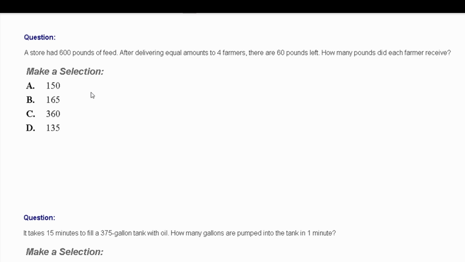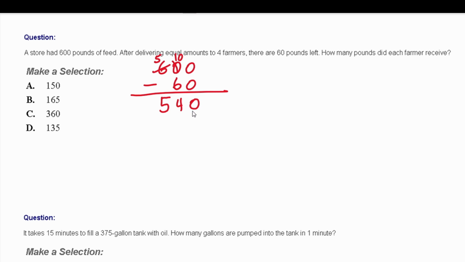All right, this next question says a store had 600 pounds of feed after delivering equal amounts to 4 farmers. There are 60 pounds left. How many pounds did each farmer receive? Okay, so the first thing I'm going to do is take 600 and subtract 60 from it, because we know there were 60 pounds left at the end of the day. I'll work this out, even though many of you can probably do this mentally. 0 minus 0 is 0. 6 minus 0 we can't do, so we're going to have to borrow. It's going to become 5, and this is going to become 10. 10 minus 6 is 4, and then 5 minus nothing is 5.